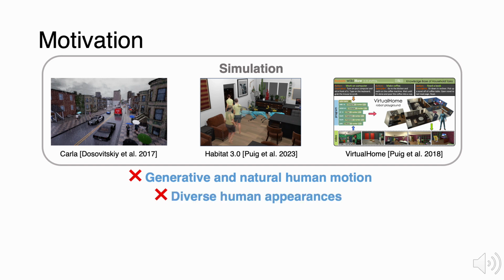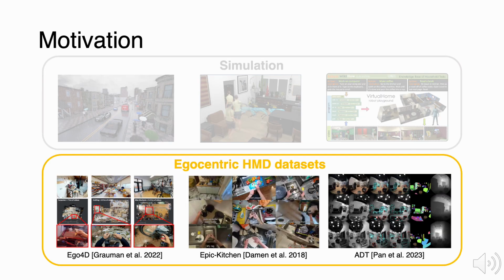Moreover, they have a limited number of human agents, constraining their ability to integrate diverse body shapes, ethnicities, and realistic clothing into their simulations. For egocentric perception tasks, there exist several large-scale real-world data sets like Ego4D, Epic Kitchens, and ADT. However, creating such data sets with rich and accurate ground truth annotations is expensive and raises privacy concerns.